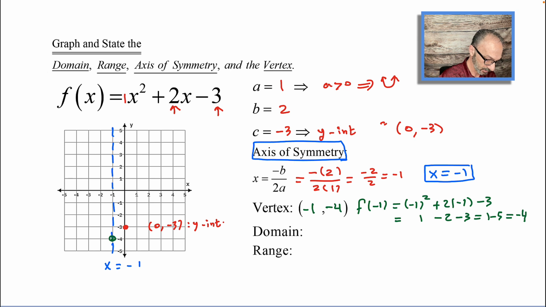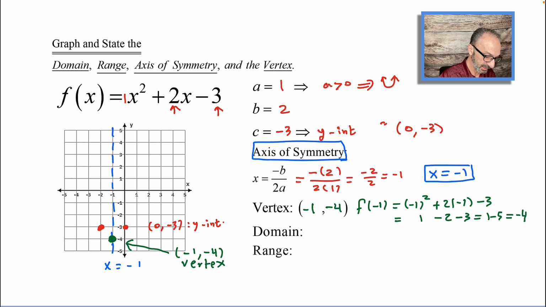Let's mark it on the graph and point to it as our vertex. So this point is negative 1, negative 4, which is the vertex. Now, before I answer the domain and range, let's graph it. To graph it, we could take this point and copy it to the left because of symmetry. We need more points.